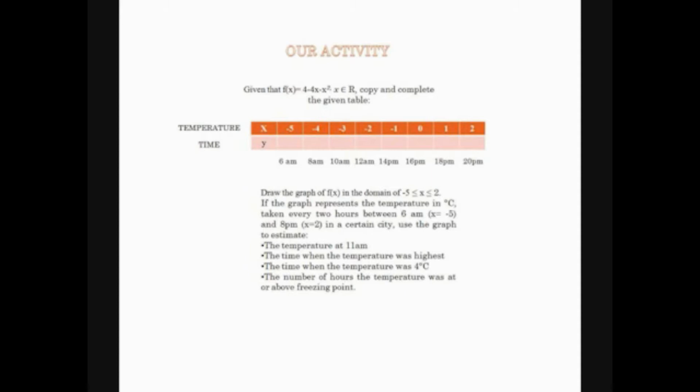If the graph represents the temperature in degrees taken every 2 hours between 6 a.m., where x equals -5, and 8 p.m., where x equals 2, in a certain city, use the graph to estimate the temperature at 11 a.m., the time when the temperature was highest, the time when temperature was 4 degrees, the number of hours the temperature was at or above freezing point.